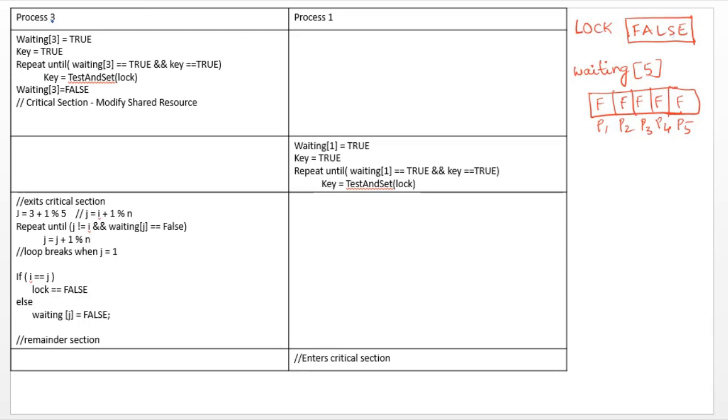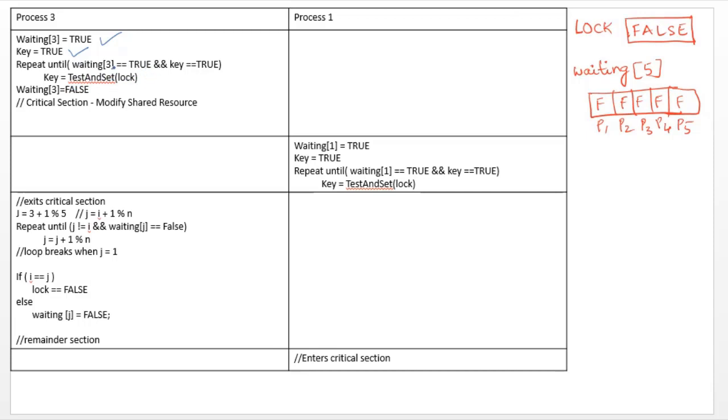Now let's say process P3 wishes to enter into the critical section. What is the first line of our code? We have to make its corresponding waiting value true. Waiting of 3 should be made equal to true. Then we have to set the local variable key also to true. Now we will check the while loop to call the test and set. Waiting of 3 is true? Yes, it is true. Key value true? Yes, it is also true. That means you can call the test and set instruction.